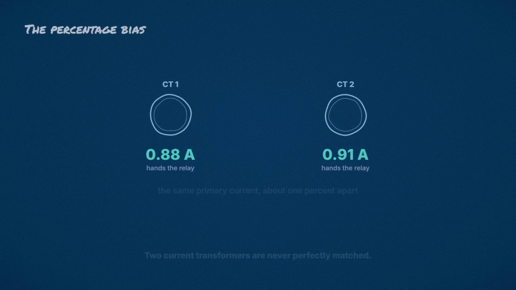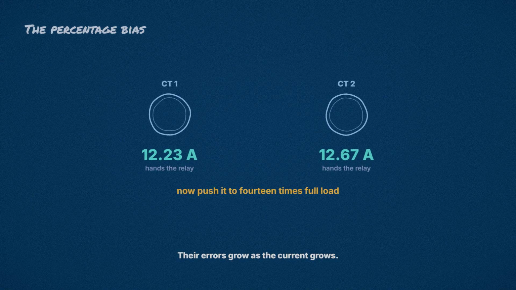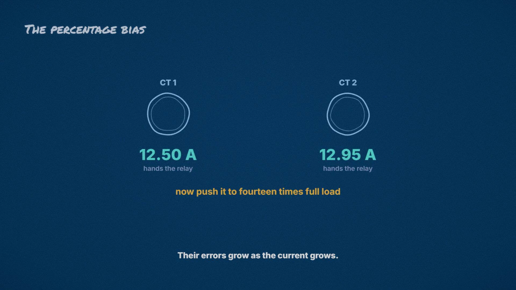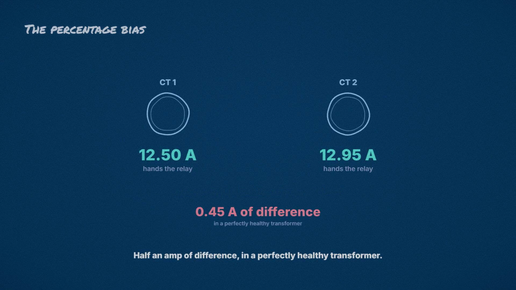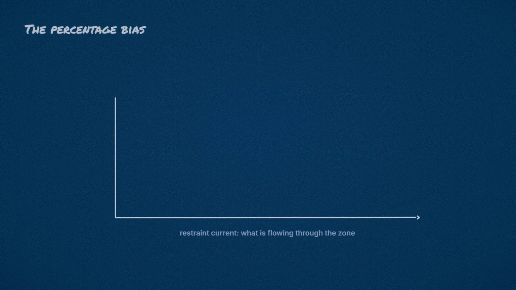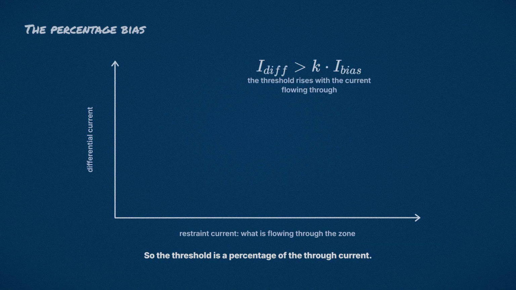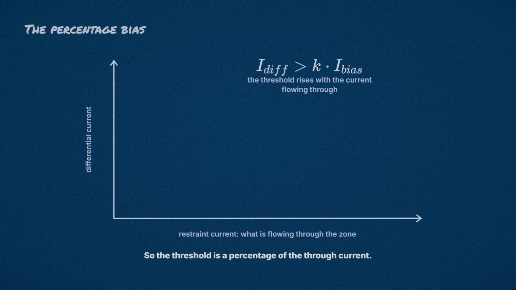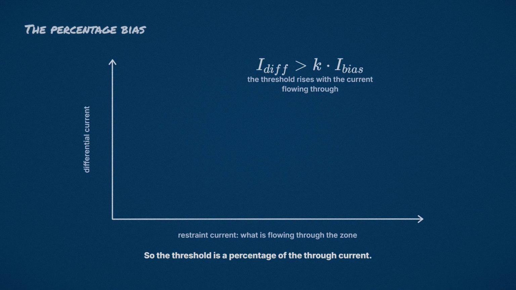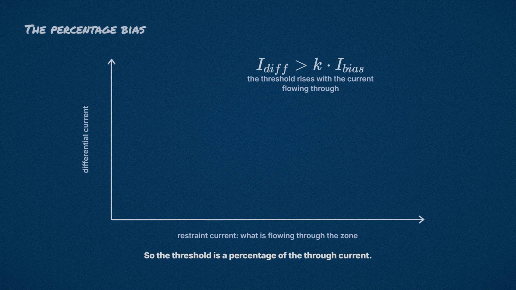During that external fault, at 14 times full load, a 1% mismatch becomes nearly half an amp of differential current in a perfectly healthy transformer. So we use a percentage bias, which is also called a restraint. The relay no longer trips on a fixed amount of difference. It needs the differential current to be a certain percentage of the current flowing through the zone. The more current passes through, the more difference the relay will tolerate before it acts.